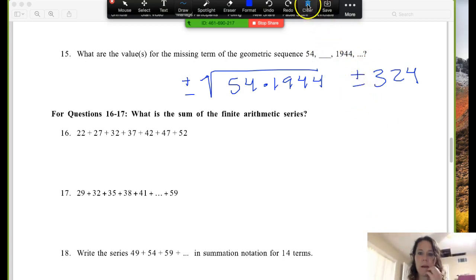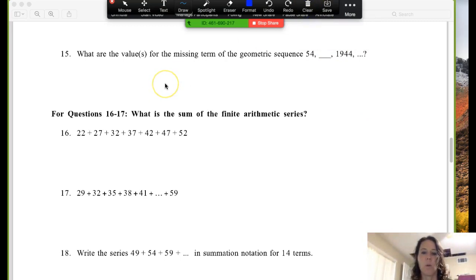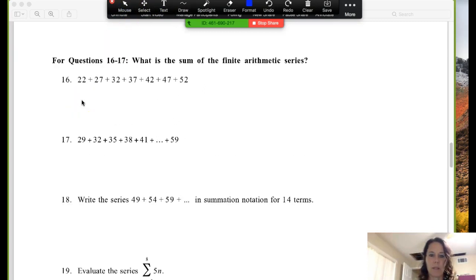All right, what's the sum? Let's go on to number 16. What is the sum of the finite arithmetic series? So we're going to sum now, and I always think series sum.